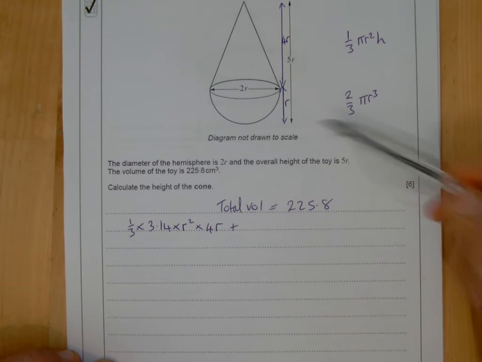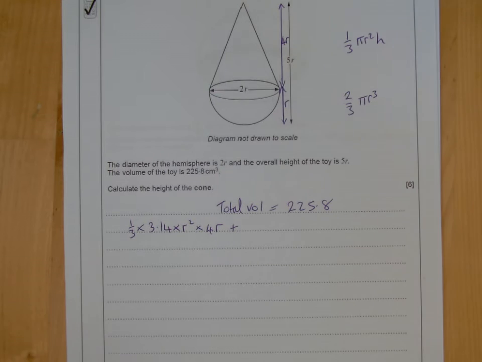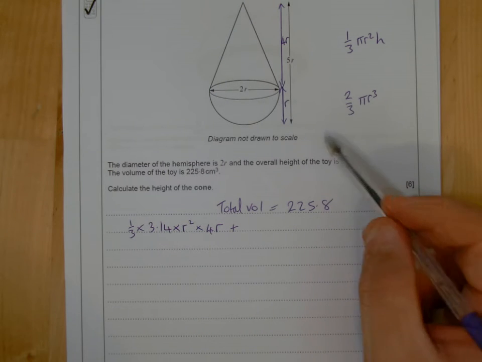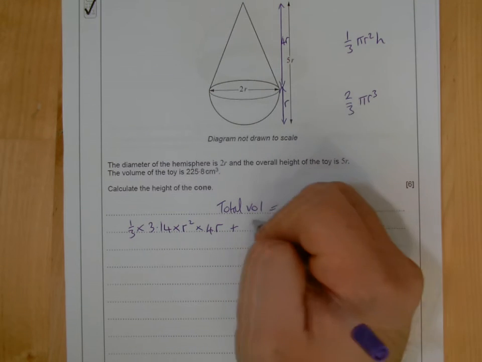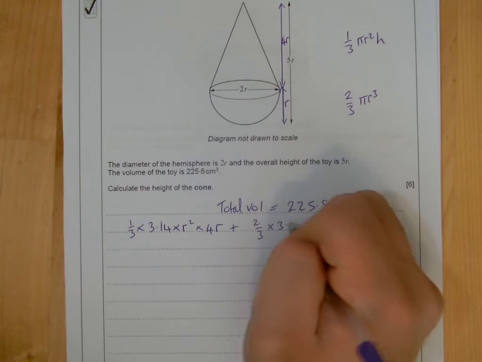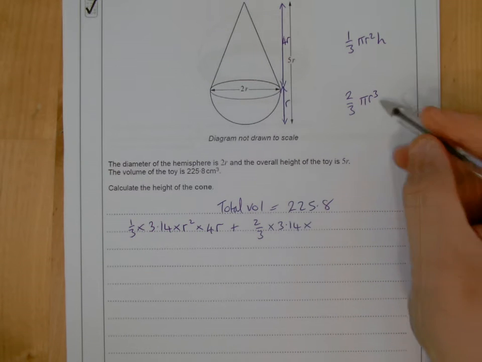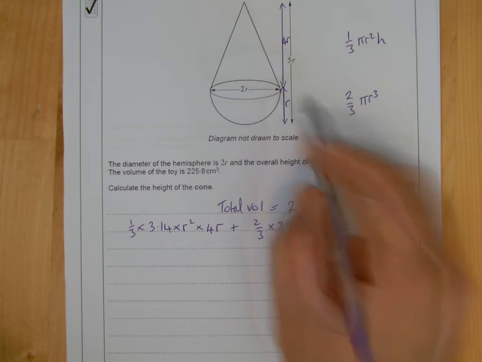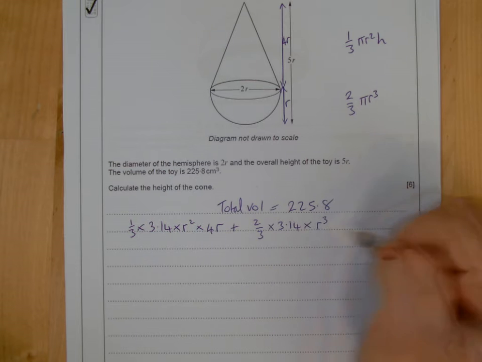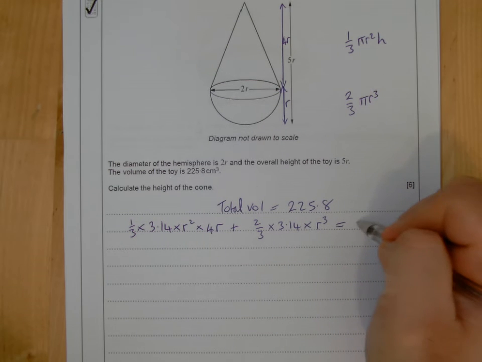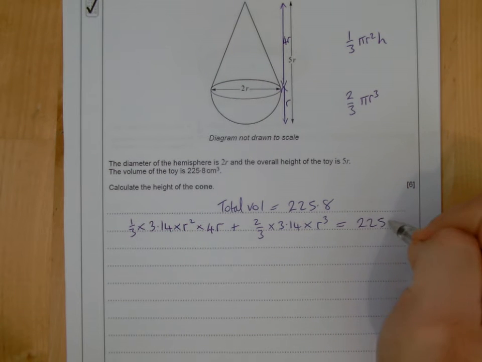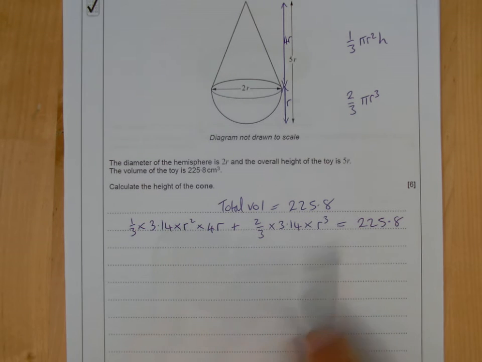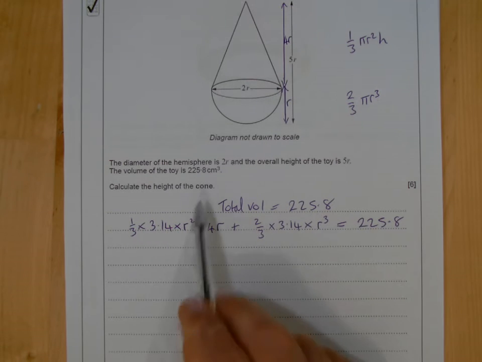Now let's go on to the hemisphere, because these are joined together, aren't they? So let's work out the volume of the hemisphere added to it. So we've got 2/3 times 3.14 for pi times r cubed. Well, the radius, remember, of this hemisphere is just r, so it'll be r cubed there. So that'll equal the total volume, which is 225.8. And the key now is just to be careful, work with this carefully, and then we can work backwards to work out what r is, and then once we've got r, we can get the height of the cone.